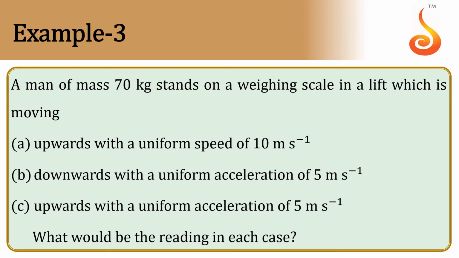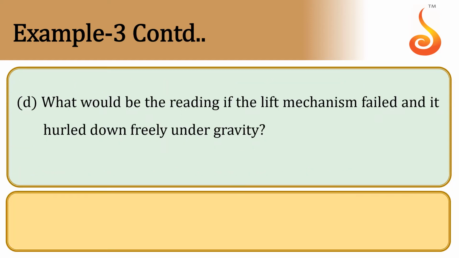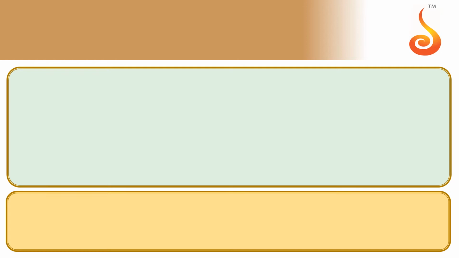So let us do it. What would be the reading if the lift mechanism failed in it and hurled down freely under gravity? So we need to see 4 cases. Case 1, there was a man inside the lift whose mass is 70 kg, and if it is moving with a velocity or uniform speed 10 meter per second, then what will be his reading?